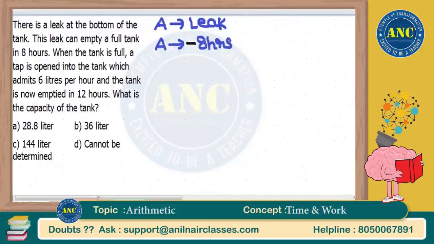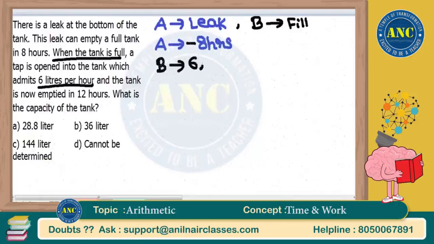Next statement is, when the tank is full, a tap is opened into the tank which admits 6 liters per hour. That means there is another tap, B. I will call that second tap B. This B will fill the tank. The capacity of B is given as 6 liters per hour, and the tank is now emptied in 12 hours. That means because my second friend B is coming into the picture, if both A and B work together, it will now take 12 hours for the tank to get emptied.